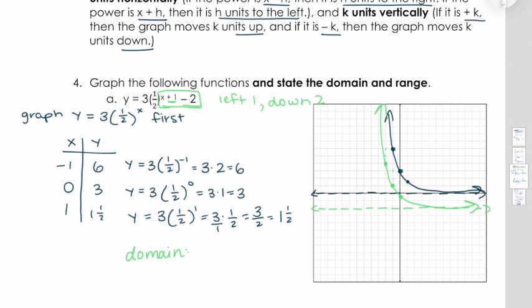Now this also says state the domain and range. The domain is still going to be all real numbers. And the range, it looks like I have y values from -2 up. So my range is y is greater than -2. Right? It's greater than that asymptote.